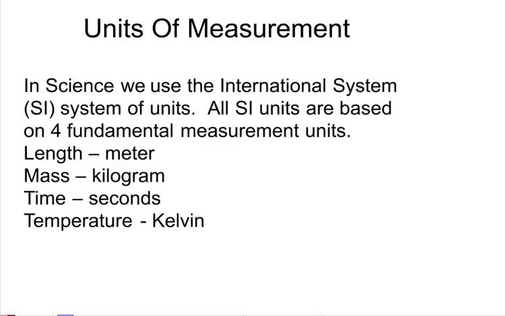A really tall person is about 2 meters. Your average person is going to be around 75 kilograms, give or take 20 kilograms. 75 is maybe a nice middle. Seconds, I think we're all pretty familiar with. Kelvin, room temperature is 298 Kelvin.